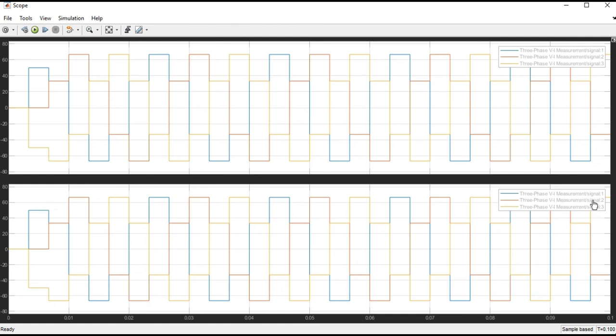In the 3-phase we have characteristics, and signal 1, signal 2 and signal 3 will be there. This is your output voltage for phase A, that is red in color, then phase B and phase C. These are the 3 outputs. In this way you are getting the output.